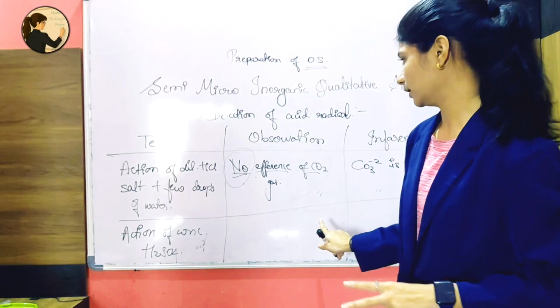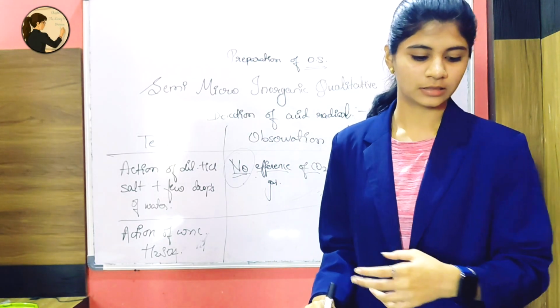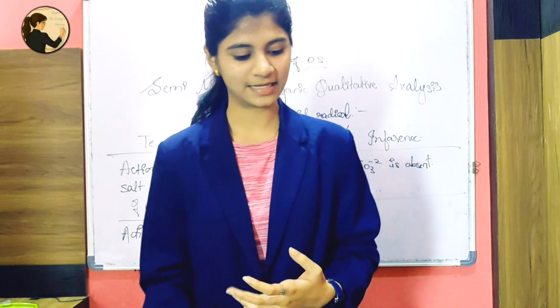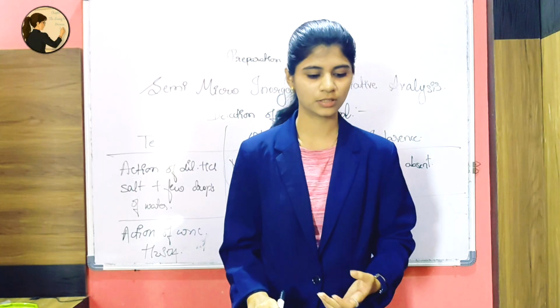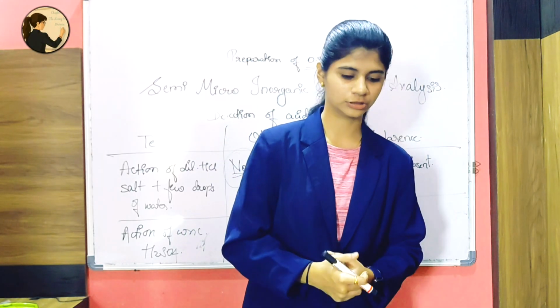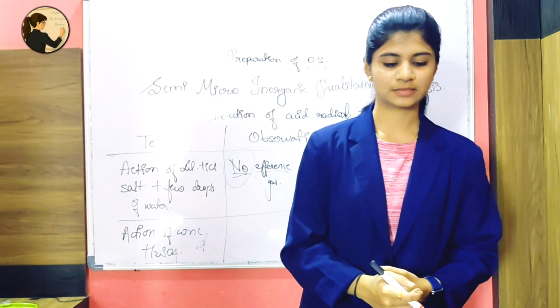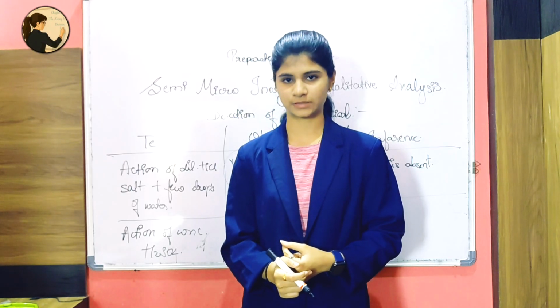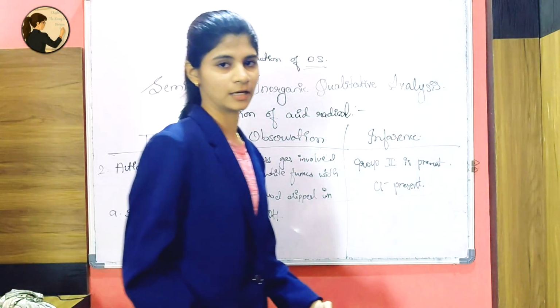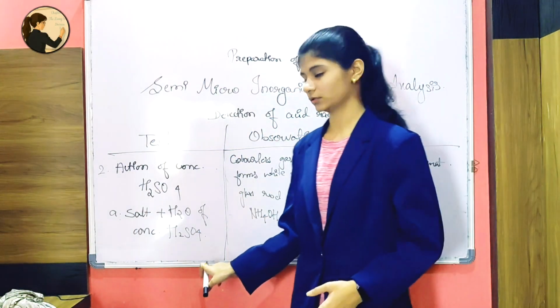Then in observation, what will happen? Colorless gas evolved forms dense white fumes with a glass rod dipped in NH4OH. So group 2 is present, Cl minus. In group 2, Cl minus is present. So now what happens? I have written here in the form of writing.